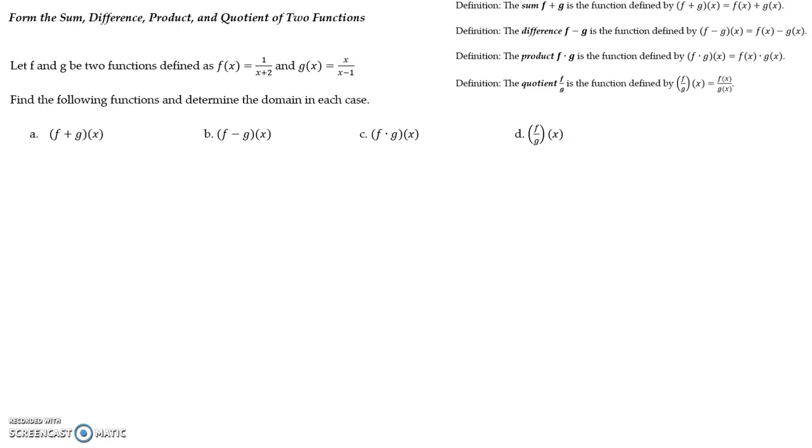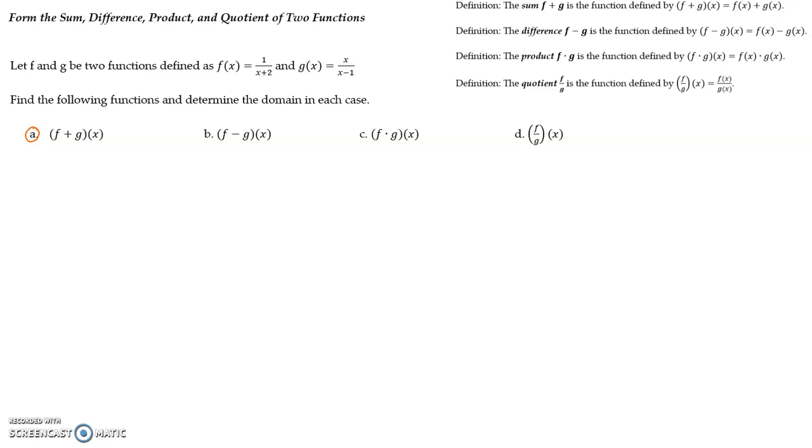Let's go ahead and take a look at finding the sum, the difference, the product, and the quotient of two functions. The two functions we're going to be working with are f of x equals 1 over x plus 2, and g of x is equal to x over x minus 1. Let's take a look at a couple of these cases.